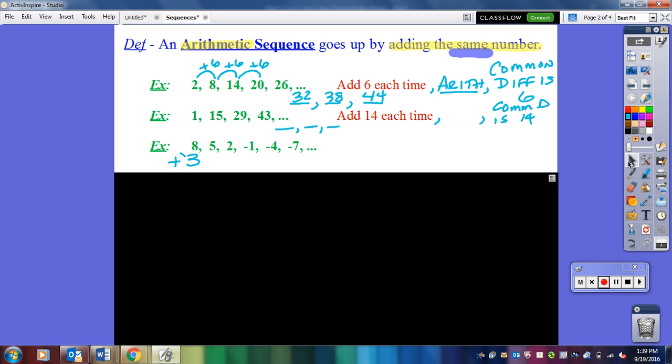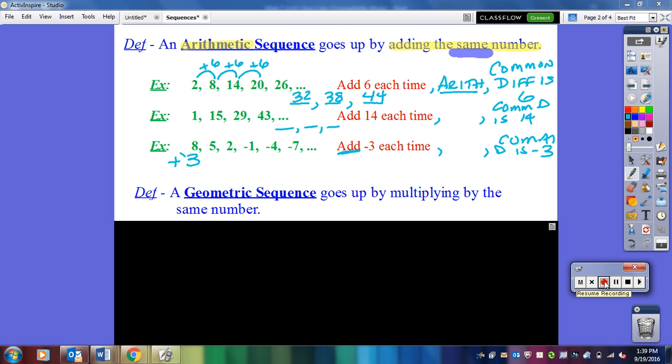Instead of saying subtract 3 each time, in order for it to be arithmetic, I would say add negative 3 each time. So the fact that it's adding allows it to be arithmetic, because arithmetic is always adding. Again, I'd say the common difference is negative 3, and find the next three numbers in the sequence. Geometric sequence is the next type of sequence.